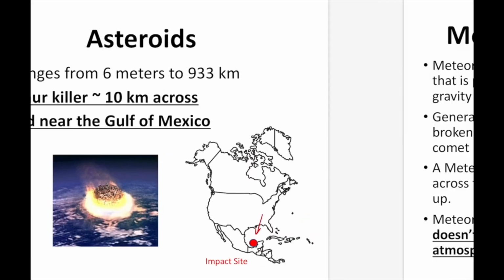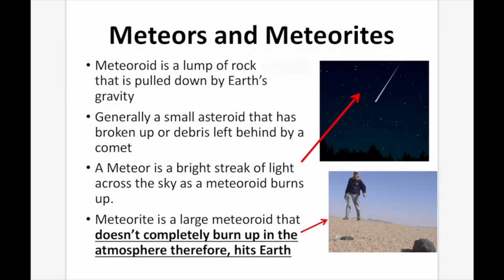Meteors and meteorites. Now, in addition to asteroids, we have other names for objects traveling in space. First thing is a meteoroid. A meteoroid is a lump of rock that is pulled down towards Earth by gravity.